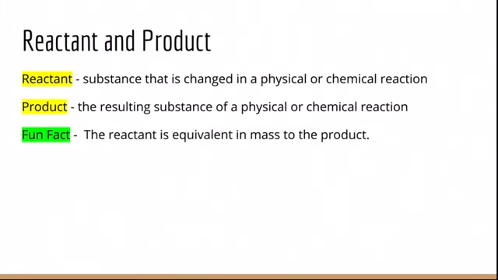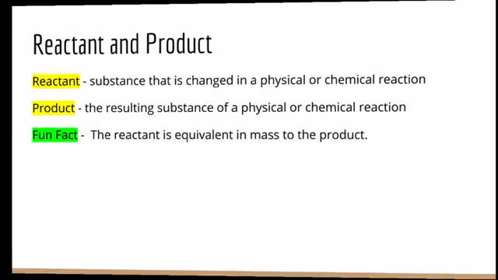Reactant and product. Reactant: the substance that is changed in a physical or chemical reaction. Product: the resulting substance of a physical or chemical reaction. Fun fact, the reactant is equivalent in mass to the product.